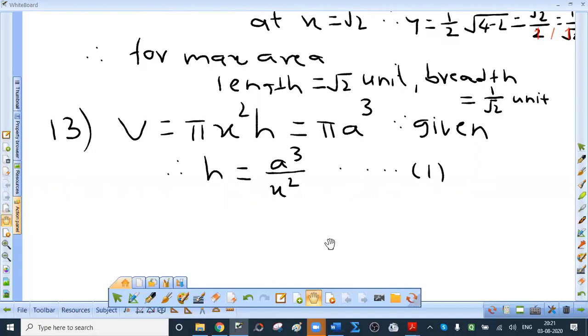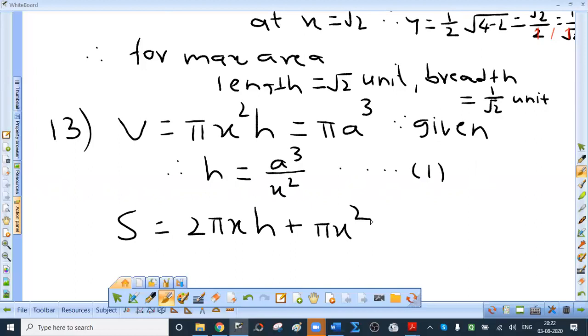Number 1. Okay. Now, what is surface area or total surface area rather? Because we have to find area of the metal sheet required. Now, write down S equal to, yes, tell me, it will be curved surface area. What is the formula for curved surface area? Twice pi RH, but R is X. So twice pi XH plus pi X square.